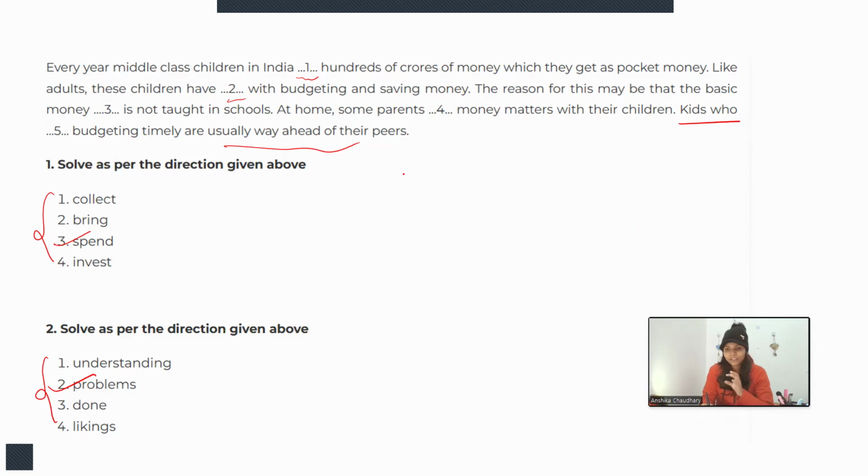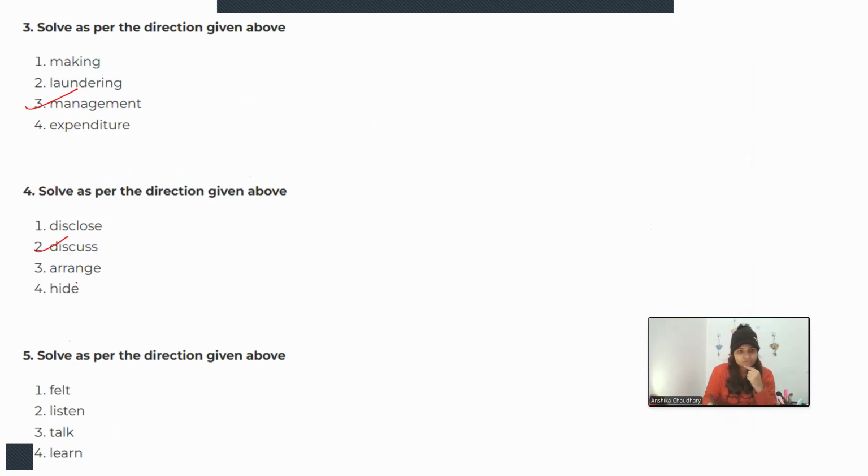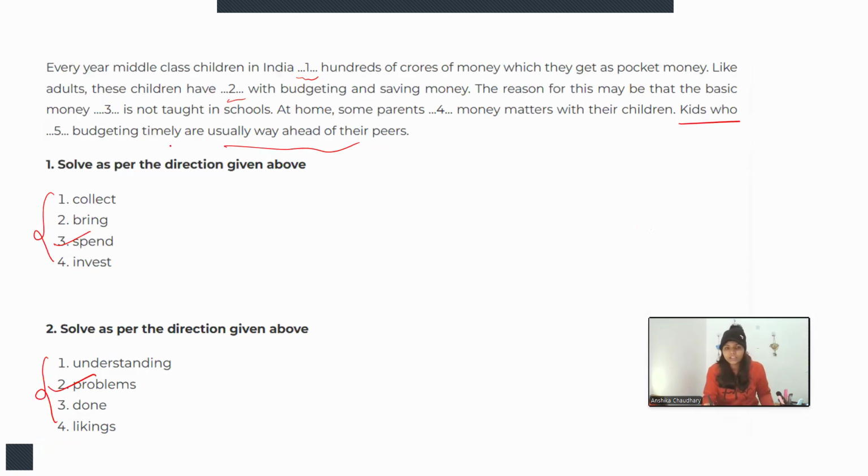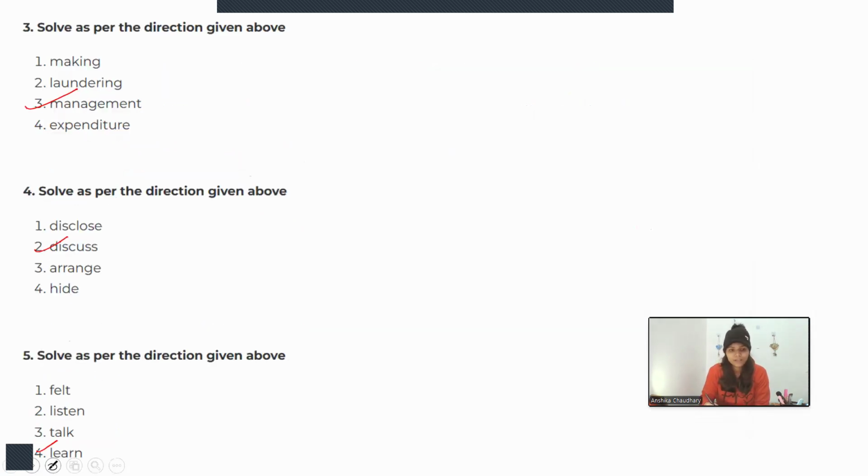One who is having the capacity, or we can say one who is having the ability to manage their money is rich. I would say rich, yes. So one who learns, right? One who learns this money management trick or budgeting, or kids who learn budgeting timely are usually way ahead of their peers, right? So money management is really very important. So we have filled these blanks.